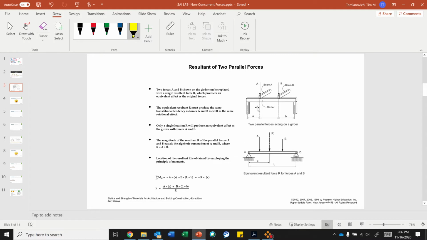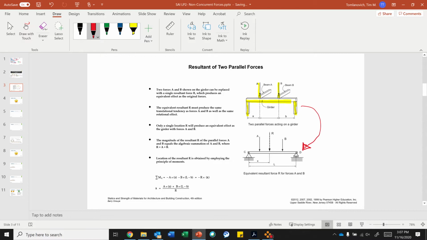So I like this diagram here. Here's a wall. Here's a girder. See, we have a parallel force here and a parallel force here. So basically we need to design this girder, but we need to figure out the forces on there. Okay, so this turns into this.